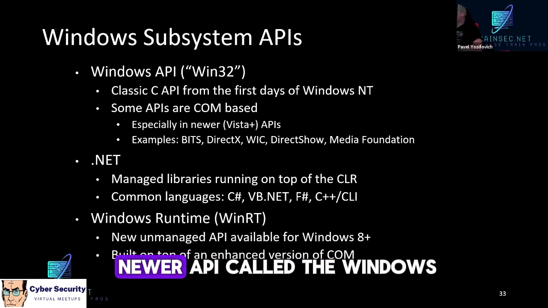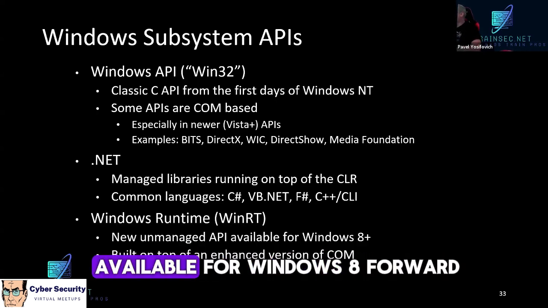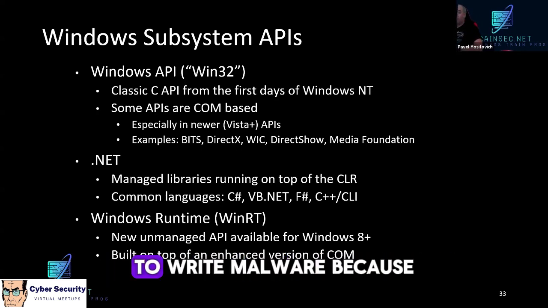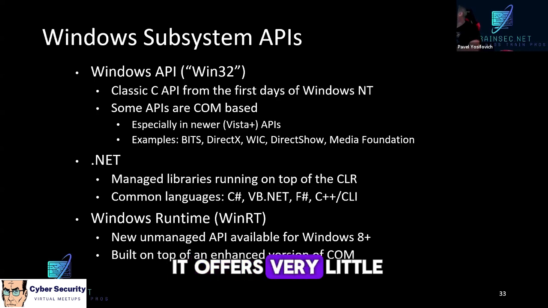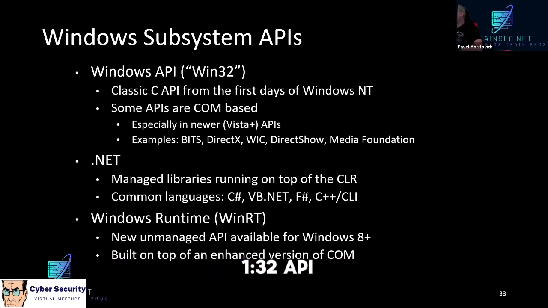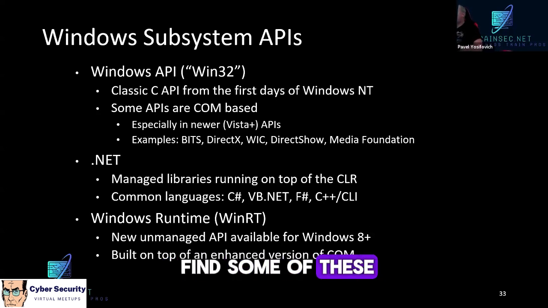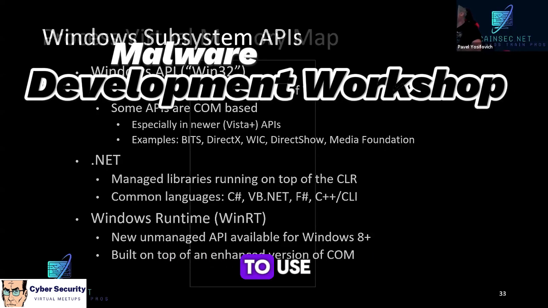And then there's a newer API called the Windows Runtime, which is available from Windows 8 forward. This is not typically used to write malware because it offers very little advantage over the classic Win32 API, and many things there are not really geared towards this kind of low-level stuff. But still, you might find some of these APIs useful. But of course, in this case, you know that you're going to target Windows 8 and later only. So these are kind of the common APIs to use.